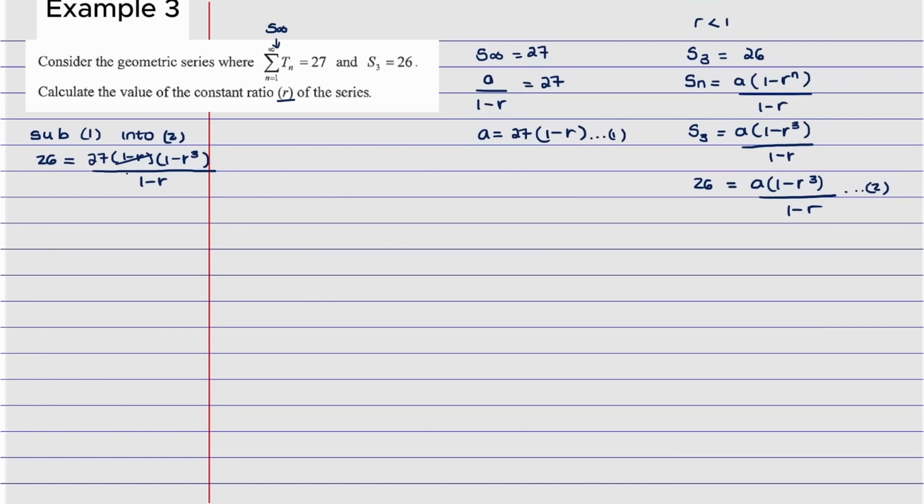So what do we see? I see that 1 minus r is going to cancel out, so I'm going to be left with 26 equals 1 minus r cubed, right? Take this one to the other side, so it's going to be 26 minus 1, which is going to give us 25, right? Equals what? So it's going to be what? It's going to be 3.